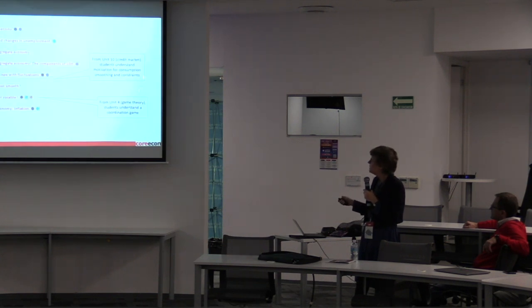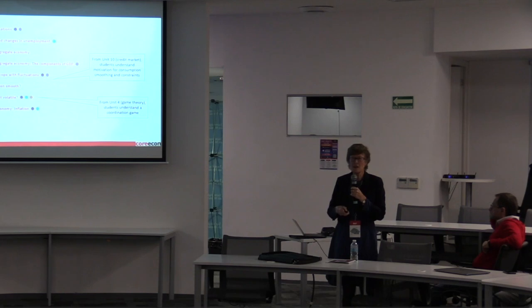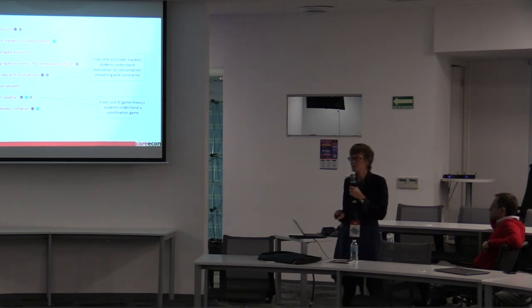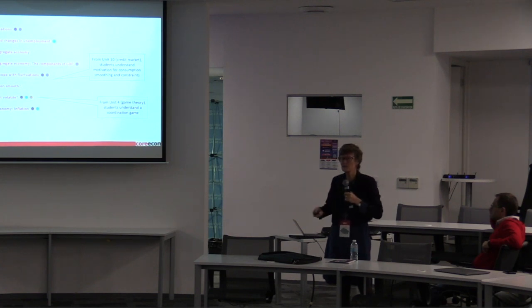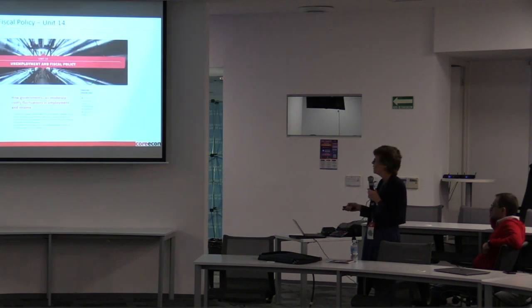Because they've been through the credit market, they understand the motivation for consumption smoothing, from Unit 4, they understand a coordination game, so they're really well able to answer these two questions. Why is consumption smooth and why is investment volatile? We get them to look at the data, they do some data exercises, and whatever country they choose, they will indeed find that consumption is smoother than investment. So this is a great way of reinforcing their satisfaction that they're learning something.